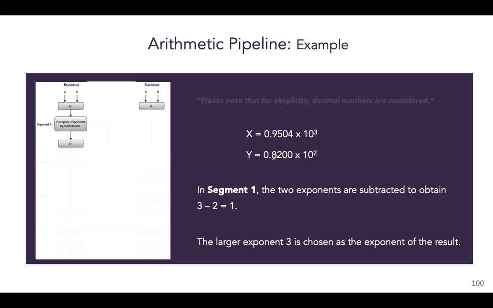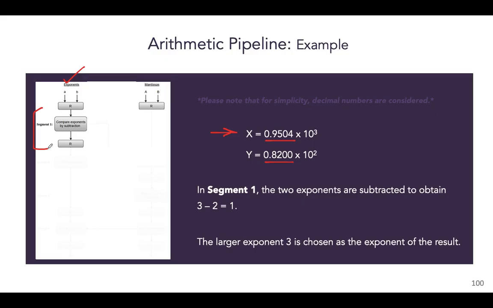Now in segment 1, the input is x and y, which you can see. The exponents, which are 3 and 2, are stored in this register. The mantissas, which are this and this, are stored in this register. And then in segment 1, the exponents are compared by subtraction. In each of these steps, you have to keep recalling how floating point arithmetic is performed. So you just recall those steps and then try to translate them to whatever is happening in these segments.